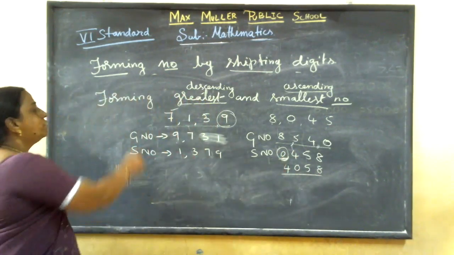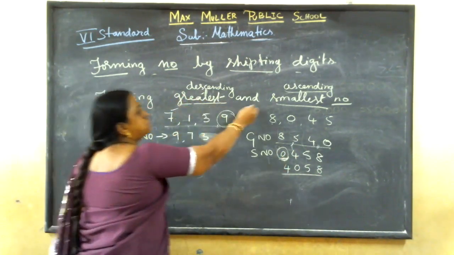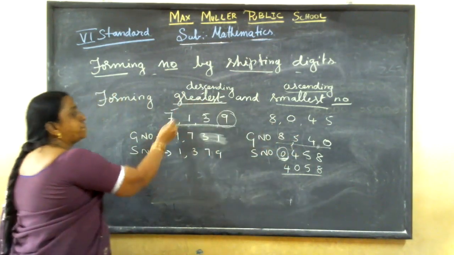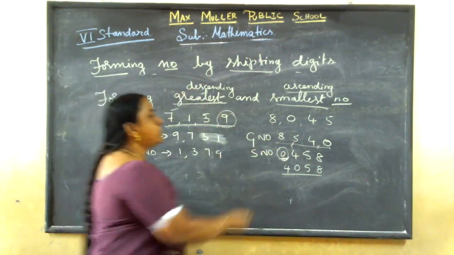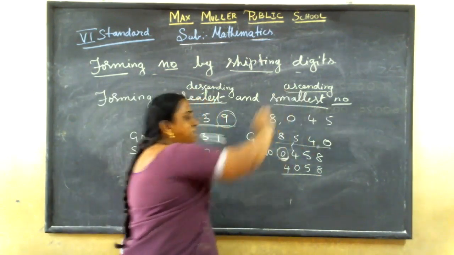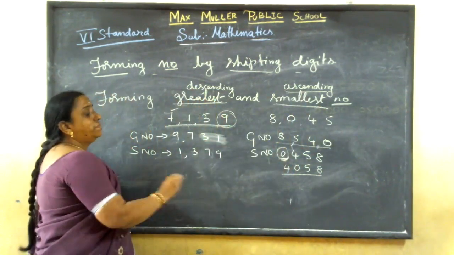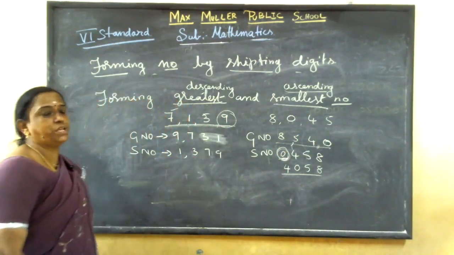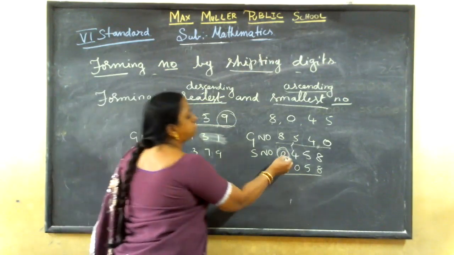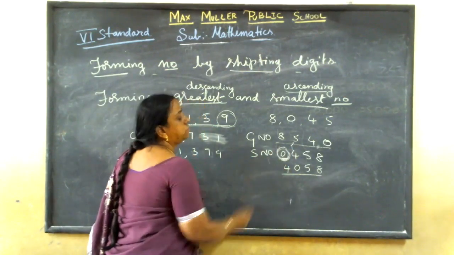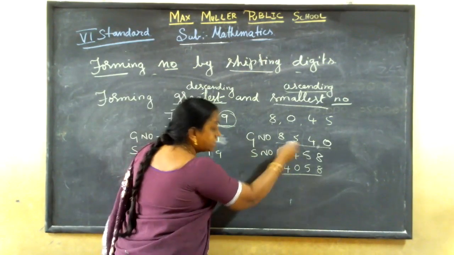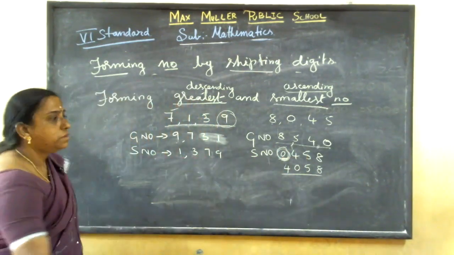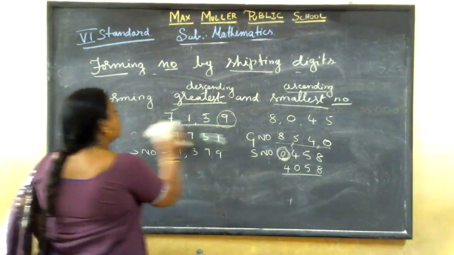Got it? See here, forming the greatest and smallest number. For the greatest number you should go for descending order. For the smallest number you should go for ascending order, smallest to the biggest. Then if 0 comes, we can't take 0 in the highest place. So your highest place is what? 1,000. So we can't take 0 here. So you should take the next smallest number, then you add that 0. Clear?